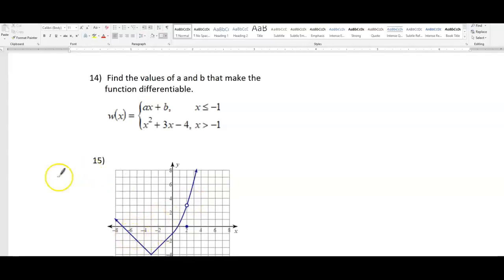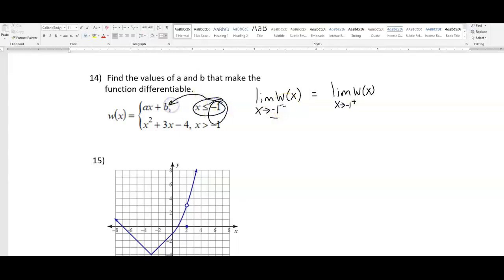Find the values of a and b that make this function differentiable. So in order for this function to be differentiable, we need to have the fact that the limit of w of x as x approaches -1 from the left is the same thing as the limit of w of x as x approaches -1 from the right. Okay, so if I'm approaching -1 from the left, that's this piece, so I'd be using that. And if I'm approaching -1 from the right, that would be this piece.